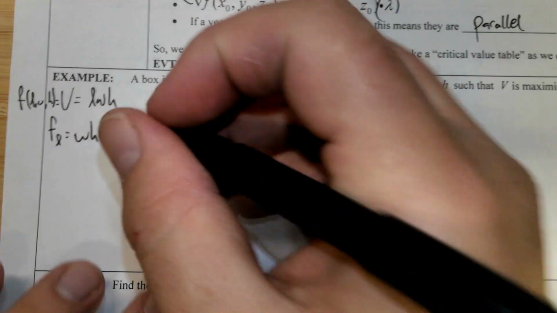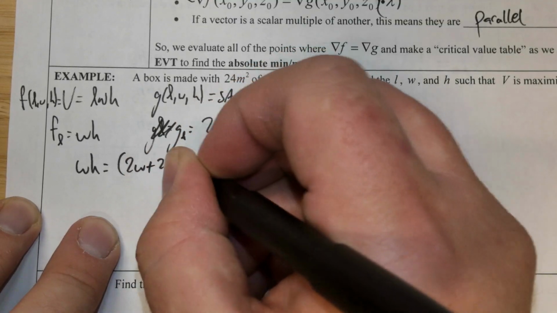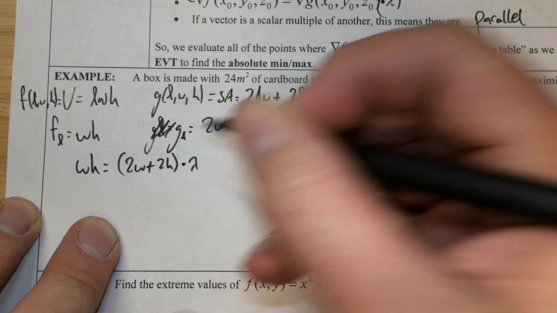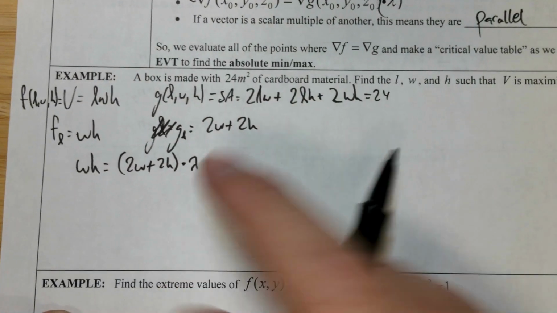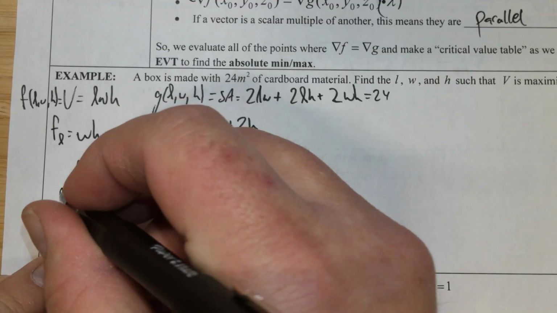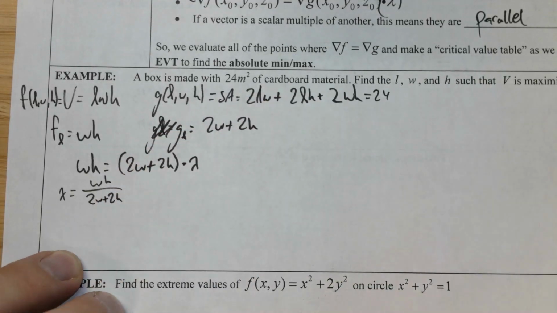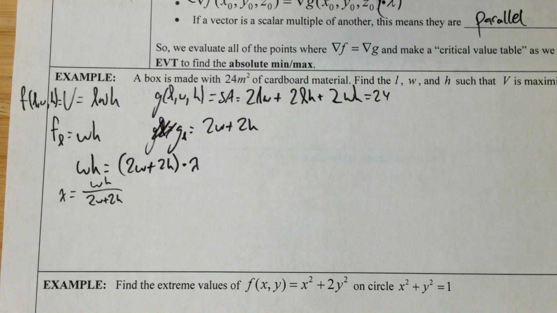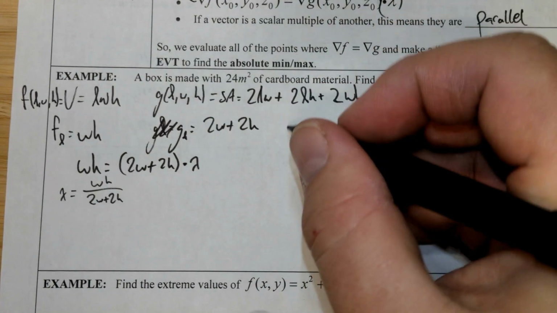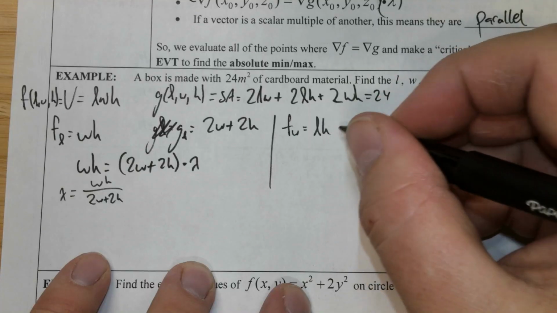Well, that just means that WH is equal to 2W plus 2H times this lambda, which is what we're going to be solving for. In this case, I'm going to just move it over and say, hey, lambda is equal to WH over 2W plus 2H. I don't have enough information in this moment. 2 variables, 1 equation. So I'm probably just going to have to jump over and do the same thing with width. Well, the issue with width is I'm going to see the same thing.